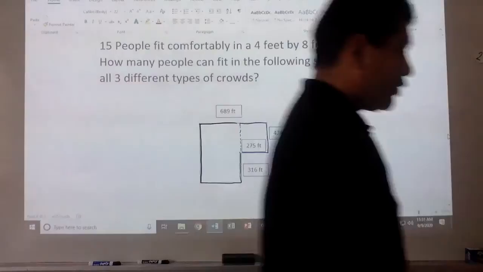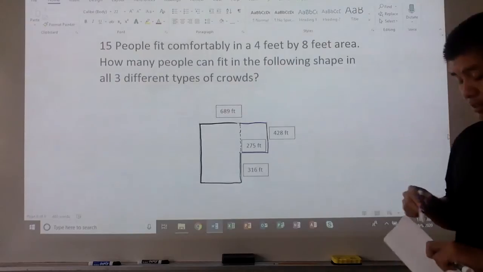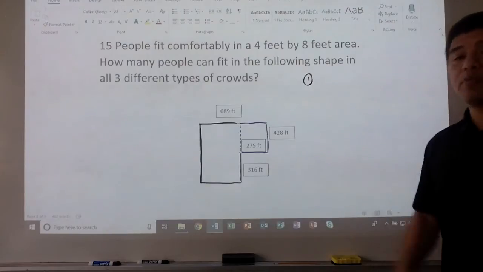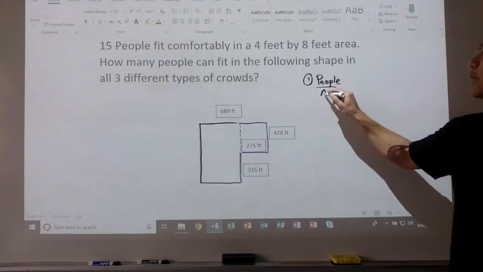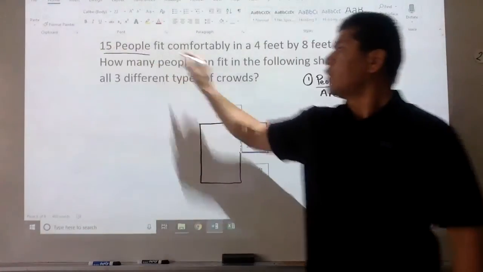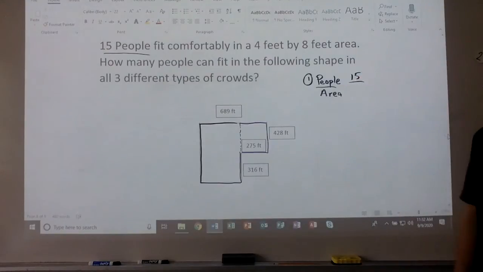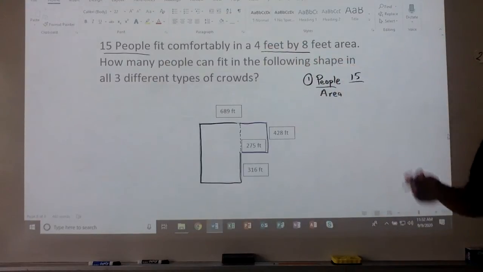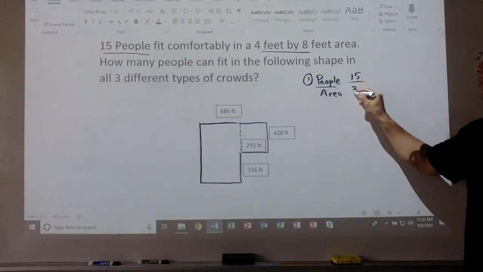You might be wondering what I'm trying to do, but it's basically the same thing I just did in the other problem. Step number one. And let me use my black marker so you can see step number one. Set up the proportion. Remember, people over the area. In the beginning, 15 people. So they are giving me that information for me to use. So I'm going to use 15 over... It fits comfortably in a 4 by 8. So 4 by 8 means just multiply. That is my multiplication I'm going to use. So 4 times 8 equals 32.